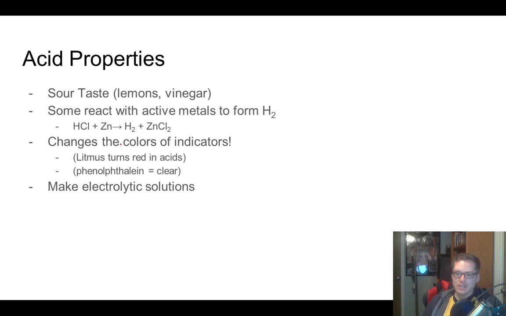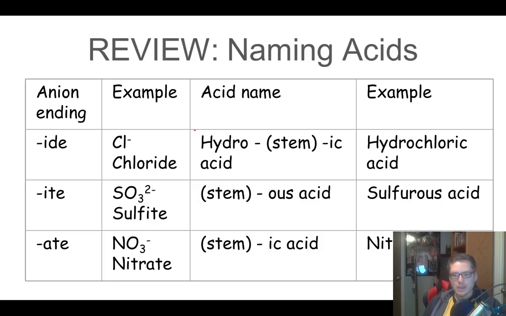It changes the colors of indicators. Your litmus turns red, and phenolphthalein is clear. We'll have a whole video about indicators coming up in a little bit, so you'll get a much better idea of how this works. And they make electrolytic solutions. We talked about this in the previous unit. Essentially what this means is that it has ions. It makes these ions and hydronium ions for the electricity to flow through.